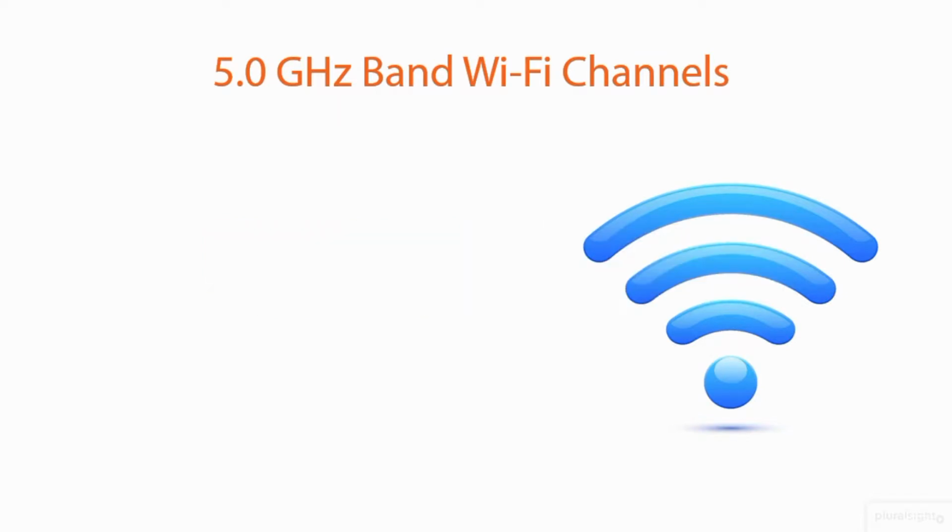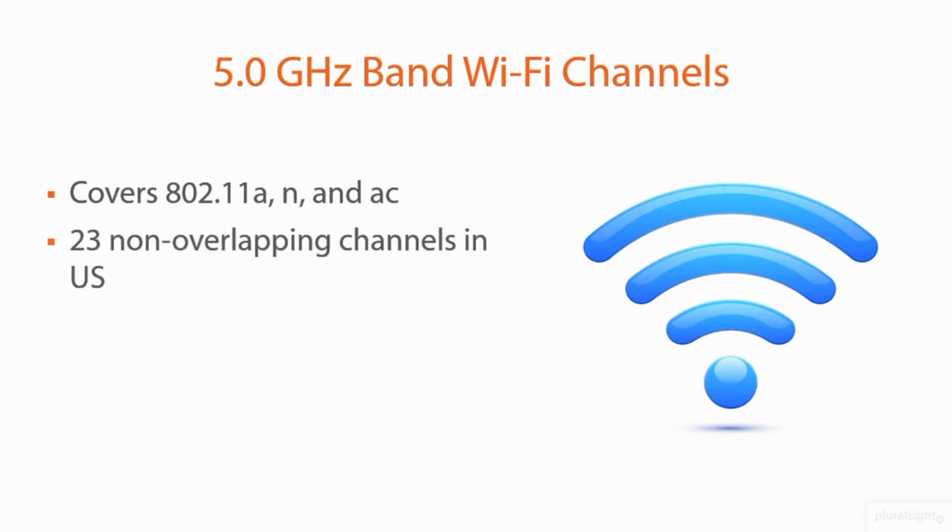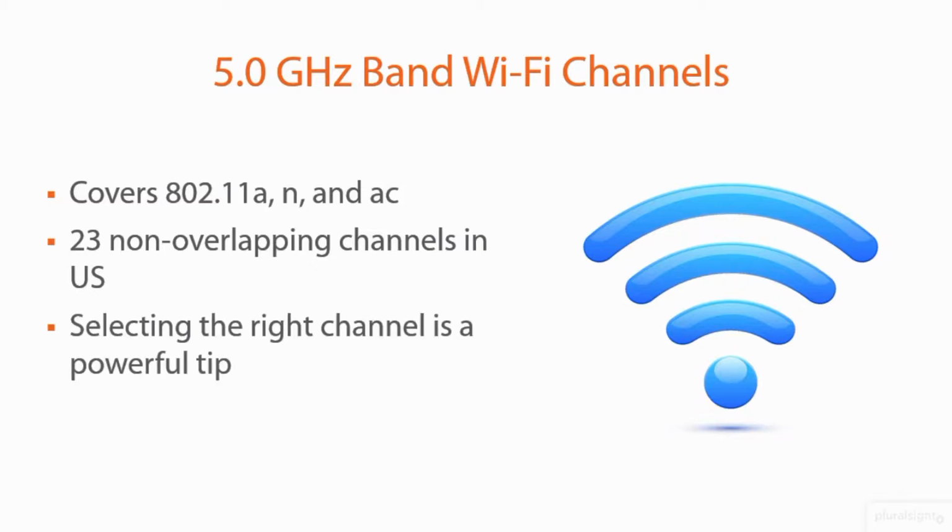In the 5 gigahertz range, the higher speed range, this is A, of course, but N and AC specifically. Here we have 23 non-overlapping channels in the US. So there's more channels to choose from, which is a good thing. Selecting the right channel is a powerful tip because it's going to give you a more stable, more performant Wi-Fi connection.